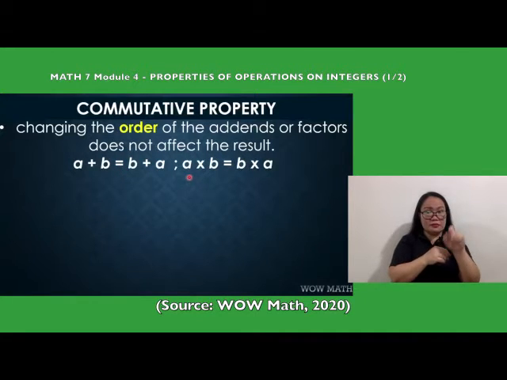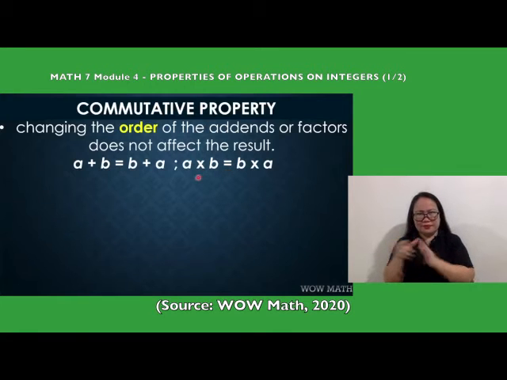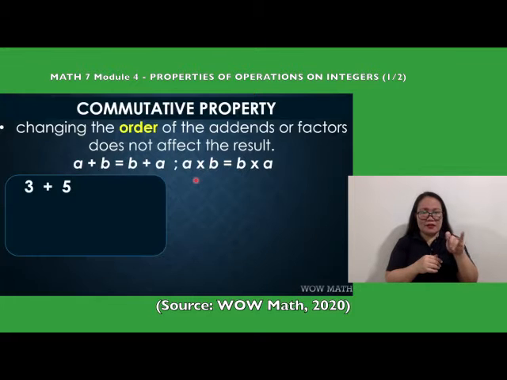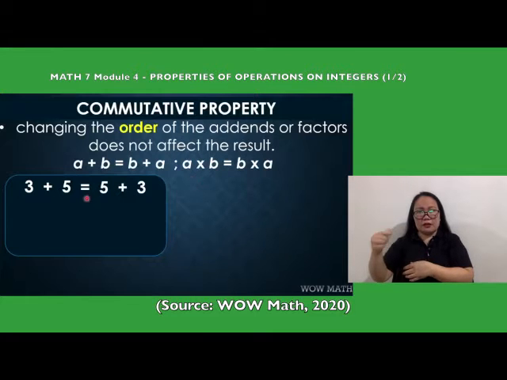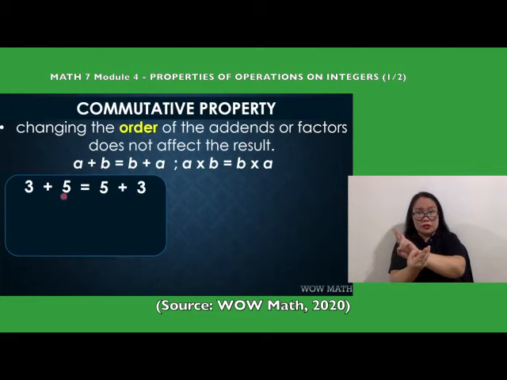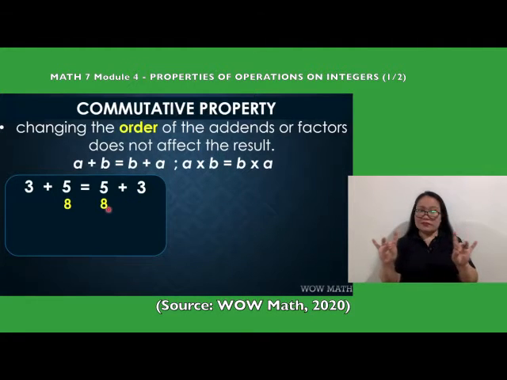Now, for multiplication, if I have a times b is equal to b times a, pag binaliktad ba natin siya, equal pa rin kaya sila? Let us see. Let's have an example if commutative property is true under addition. I have here 3 plus 5. Let us try to interchange. I have here 5 plus 3. This is an example of commutative property. Now, 3 plus 5 is equal to 8, and 5 plus 3 is equal to 8. What have you noticed? They are still equal.